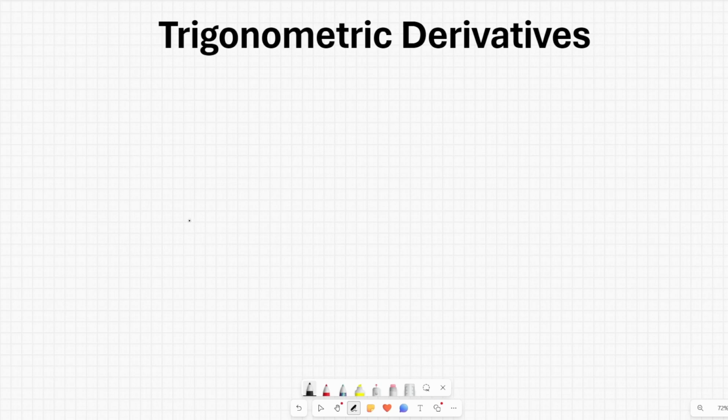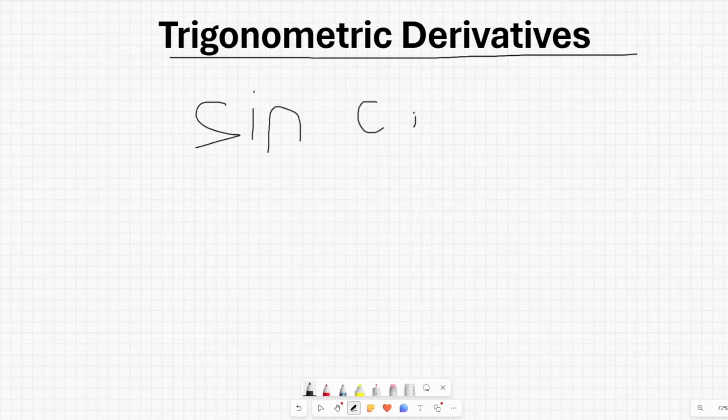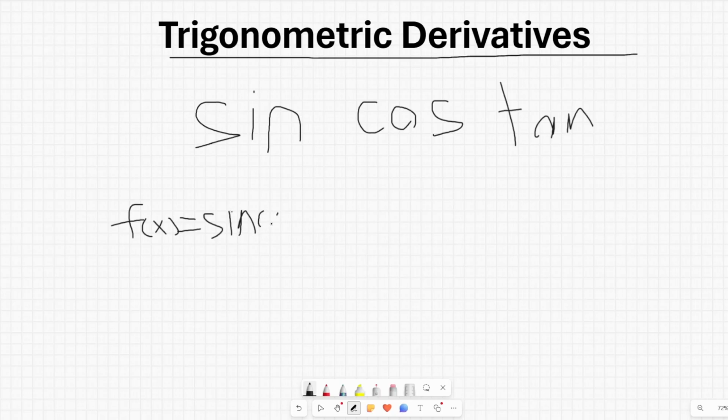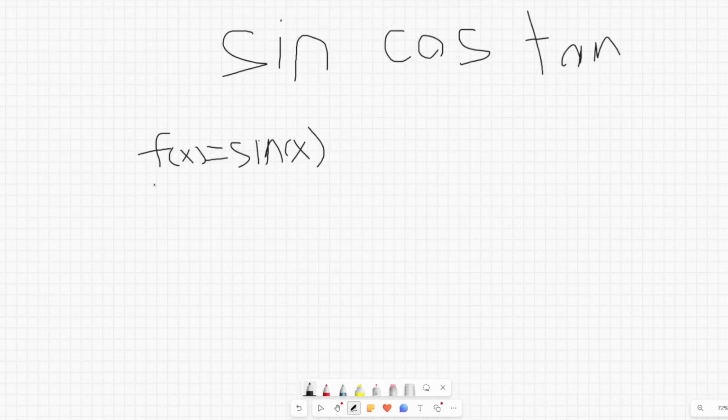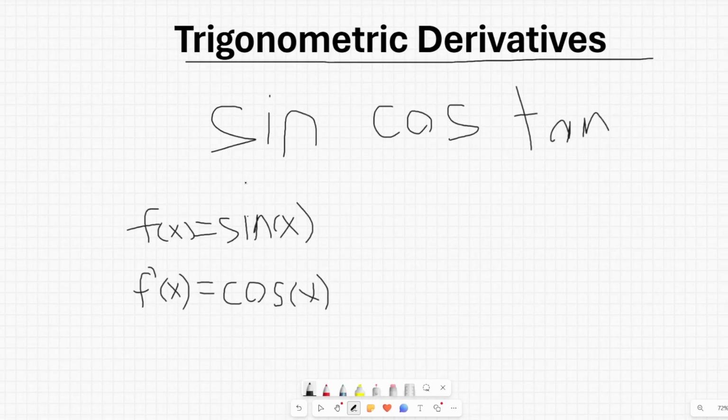Alright, so today we're going to be talking about the derivatives of trigonometric functions. So that means sine, cos, tan. Alright, so the derivative of sine, let's say f of x is equal to sine x, right? If f of x is equal to sine x, then f prime of x is going to be equal to cosine x. Alright, so the derivative of sine x is just cosine x.